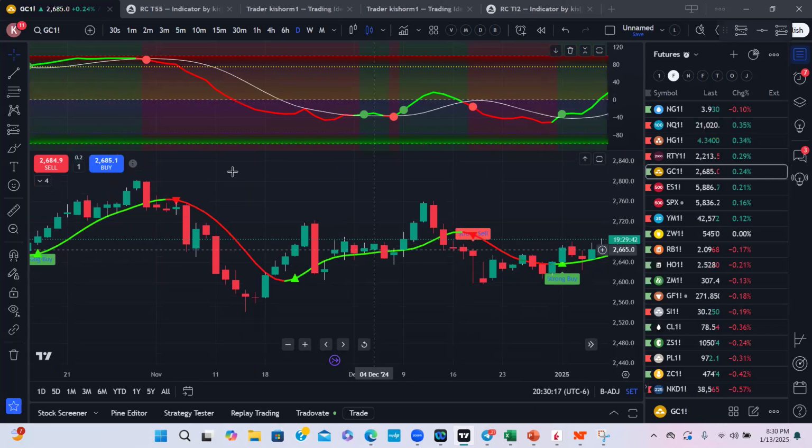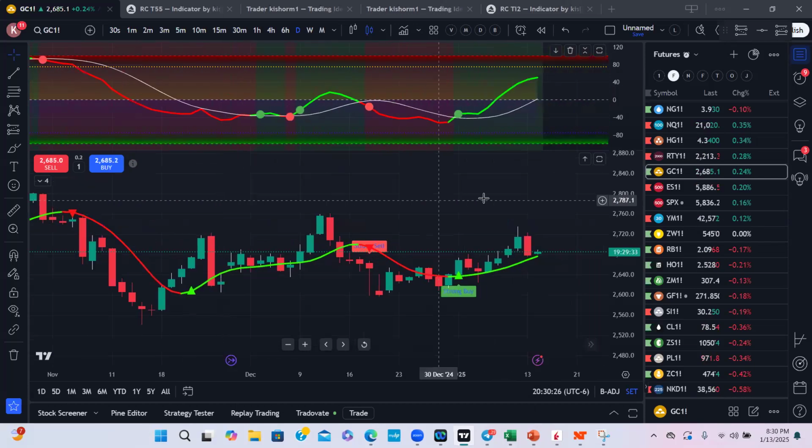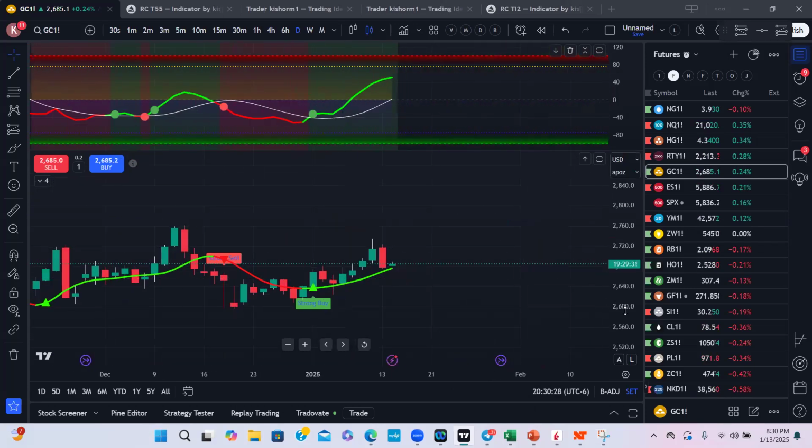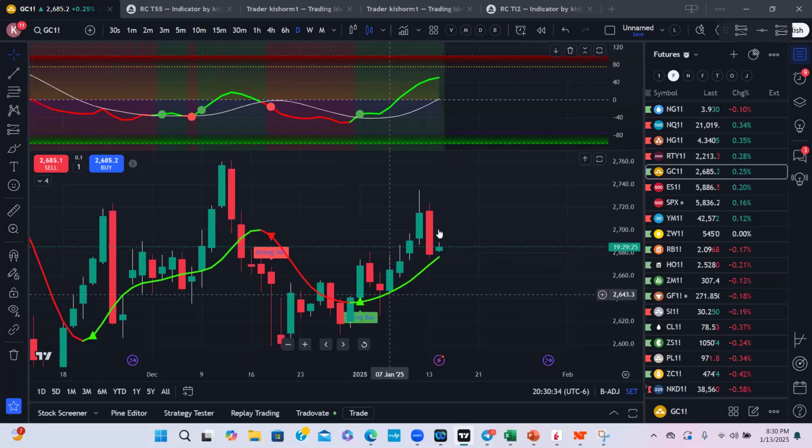For example, you will receive that alert a little before the strong buy or strong sell. So you can be ready. Once you receive the alert, you can understand that okay, in the next 1 or 2 candles, I'll get a strong buy.